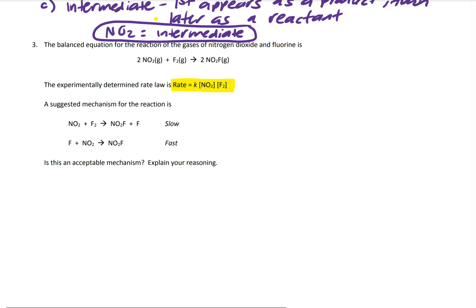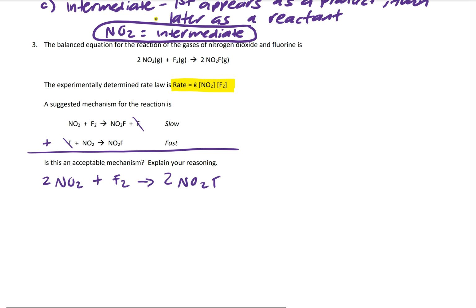Number 1, when we add the steps, we have to get the overall equation. So let's do that first. Let's add these together and see if we get the overall equation. Fluorines are going to cancel out. They are an intermediate. That's the only thing I see here that's going to cancel. So we are left with 2 NOs, fluorine, 2 NO2Fs. So check, yes.